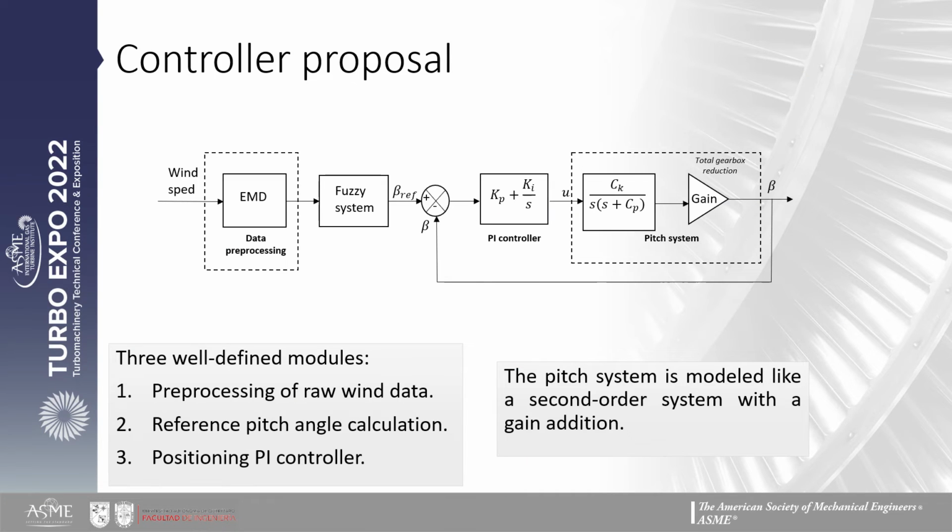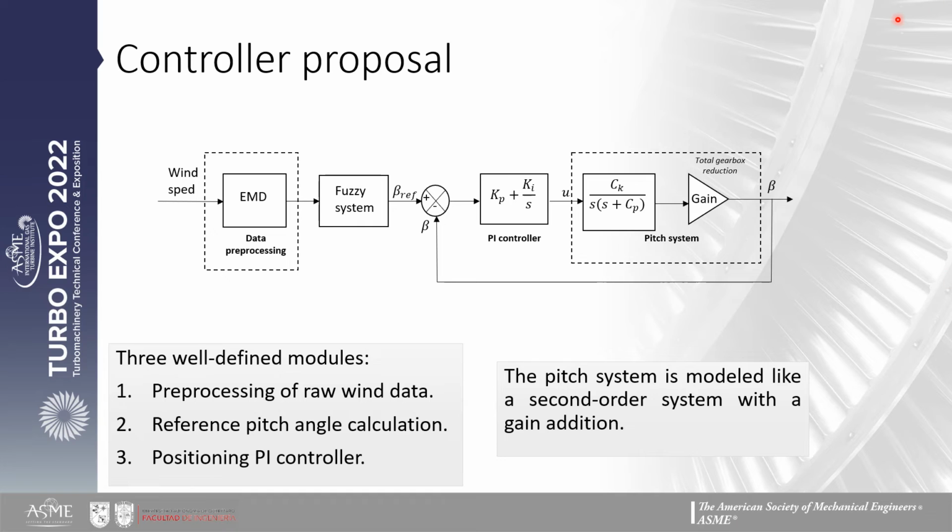The next step in the methodology is the controller proposal. Here you can see the controller that we proposed for this work. This controller is integrated with three well-defined modules. The first one is the data preprocessing, or the acquisition of the wind speed through the empirical mode decomposition, also called the EMD technique. After this module, we have the computation of the reference angle by the fuzzy system. And finally, we have the conventional PI controller, which is employed for the angular positioning of the blades.